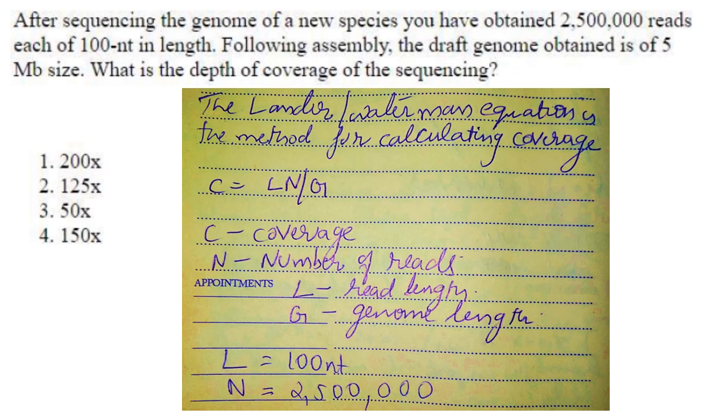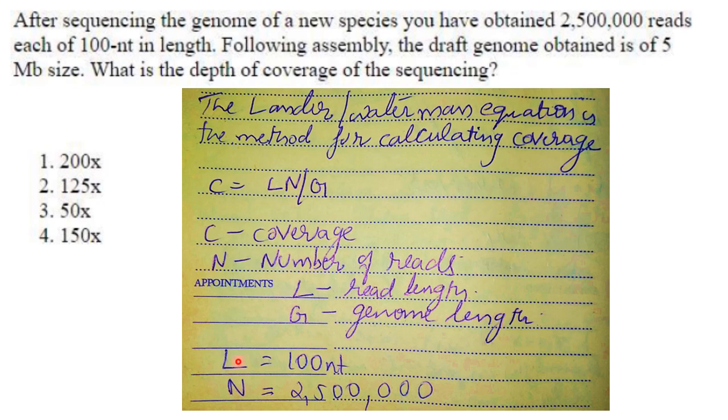Then next one. After sequencing the genome of a new species, you have obtained 25 lakh reads, each of 100 nucleotide in length. Following assembly, the draft genome obtained is of 5 megabase pair size. What is the depth coverage of the sequencing? So to calculate that, you have to use the Lander-Waterman equation method for calculating coverage. It is given by the formula C is equal to LN by G. C is coverage, N number of reads, L read length, G genome length.